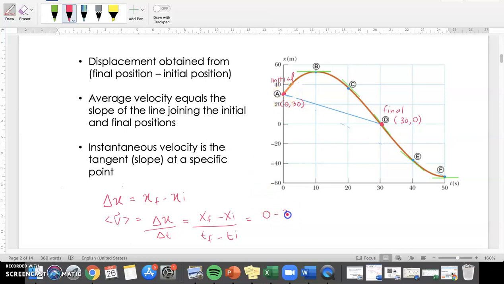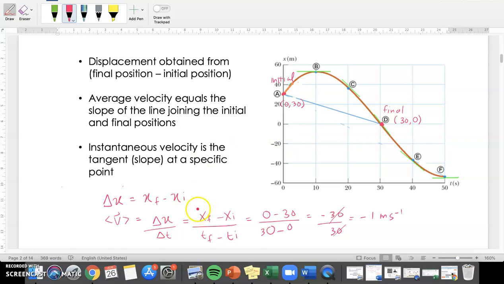which is our y-axis, 30, and our final time is 30, and our initial time is 0. Oh my god, it's still confusing, right? Because the numbers are the same. Okay, so this gives me negative 30 over 30. Same, so it's 1 meter per second, right? That is the unit for velocity. So average velocity equals the slope of the line joining the initial and final position.